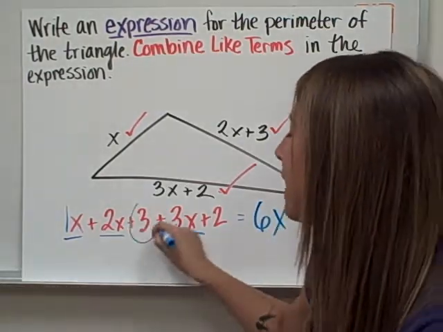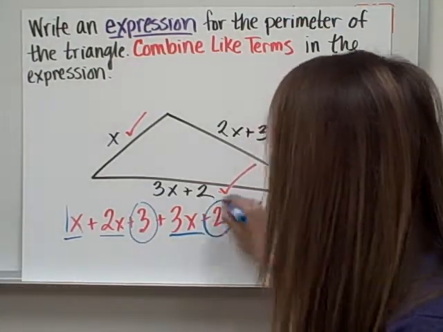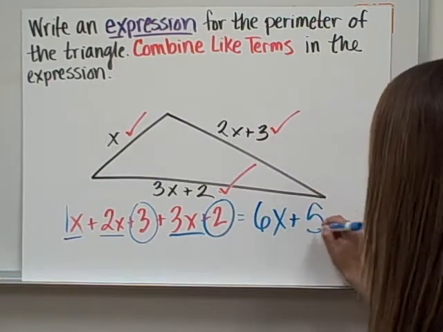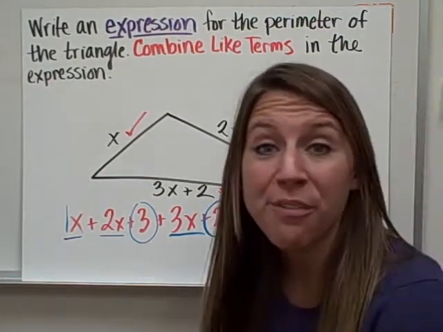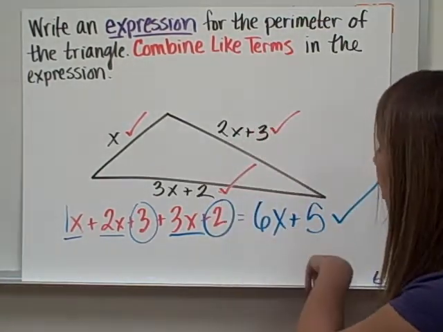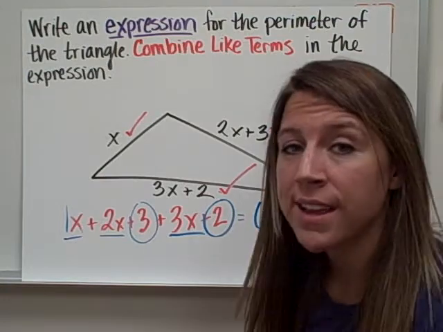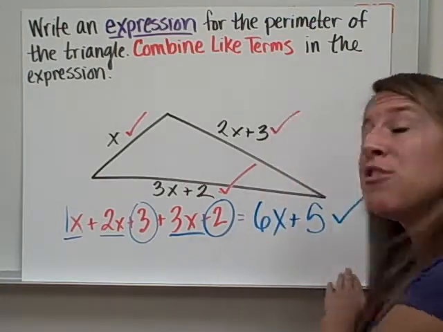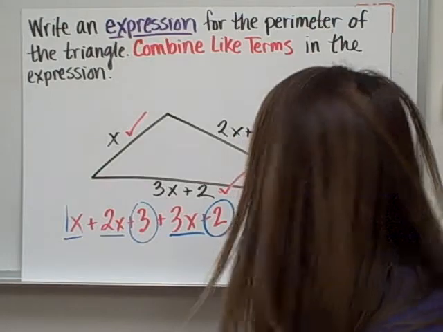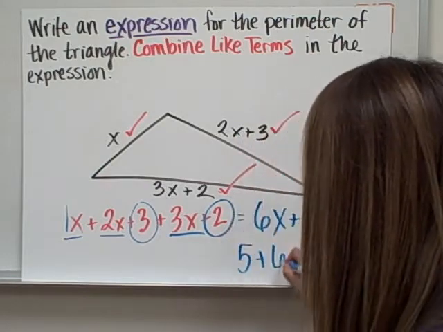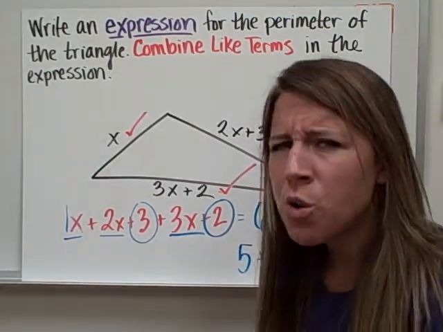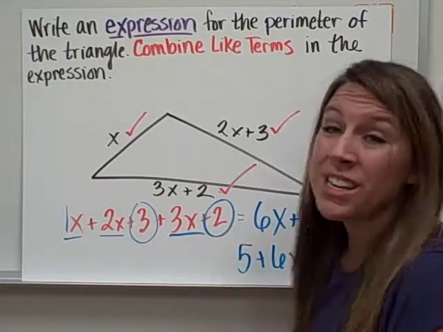And then I have my constants, 3 plus 2. It's going to be 6x plus 5. And that is the perimeter represented as an algebraic expression. Does this have to be written this way? It doesn't. What if you said 5 plus 6x? Is that correct? Of course it is. Why? Addition is commutative.